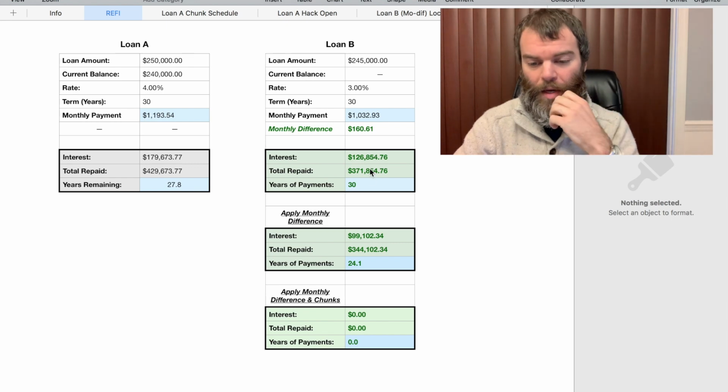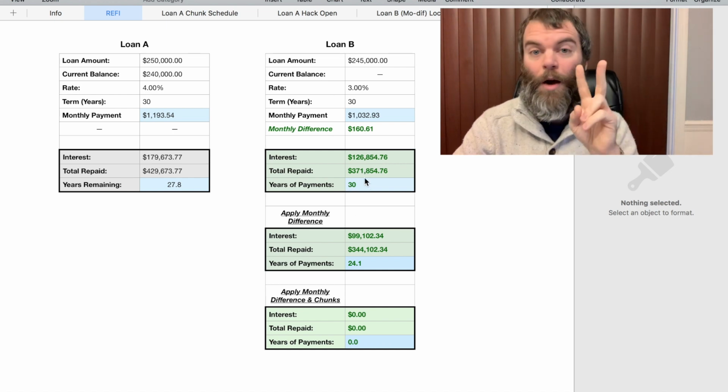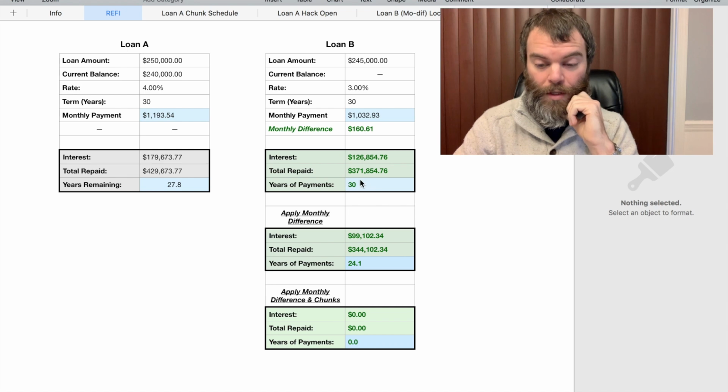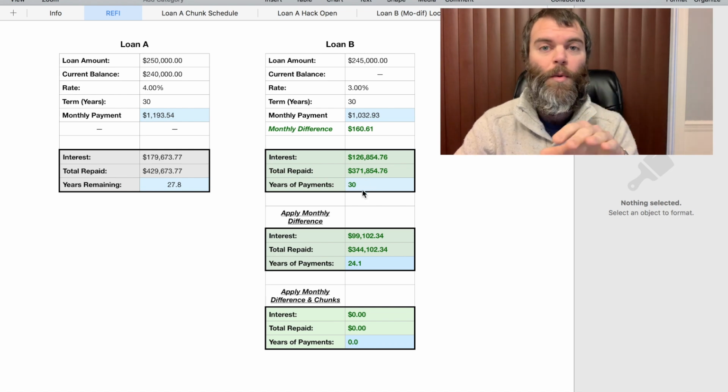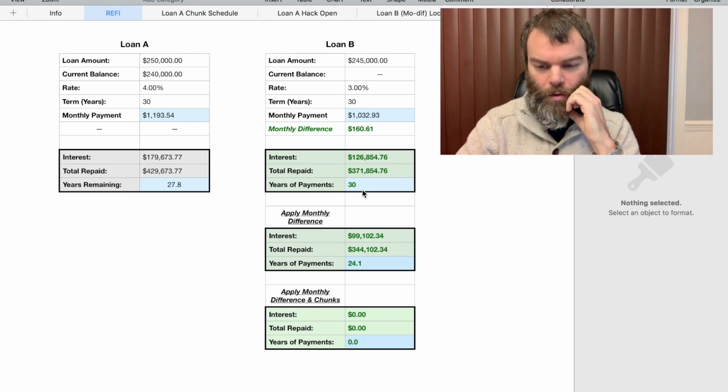And then the total repaid is going to be lower because both the interest and the principal amount are lower. So $371. And if we refinance and we reset our clock, we would be paying for 30 years. Now here, this next part, this is kind of the magic sauce that I wanted to share with you guys.